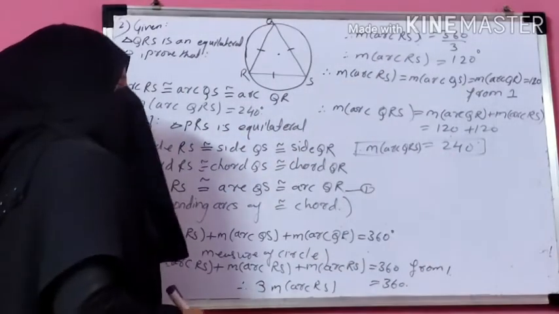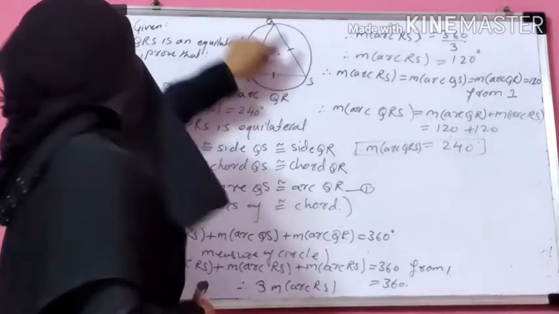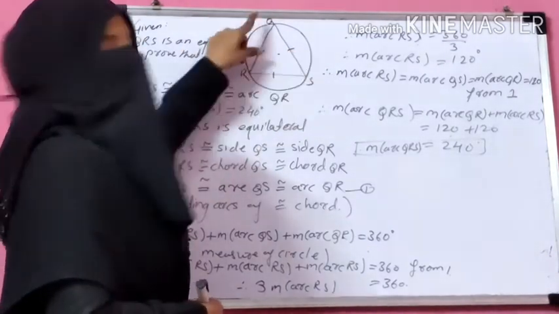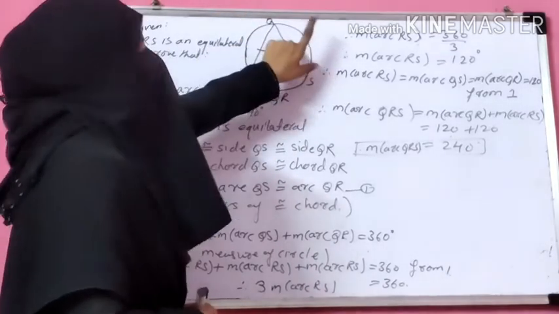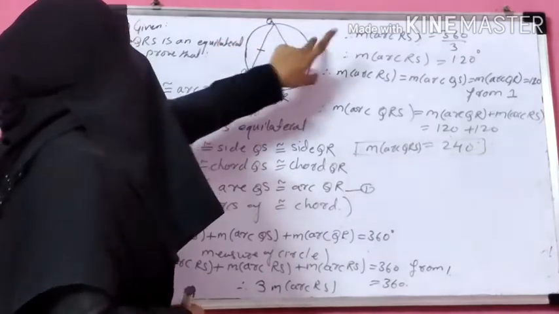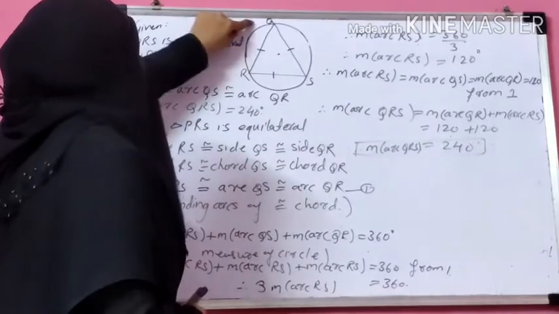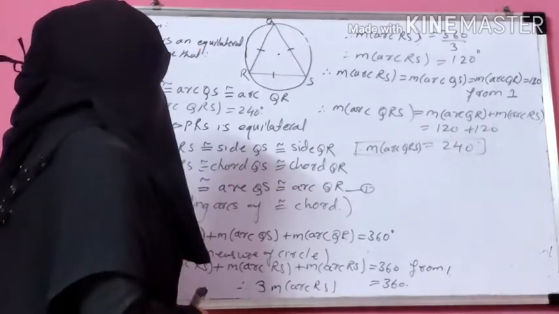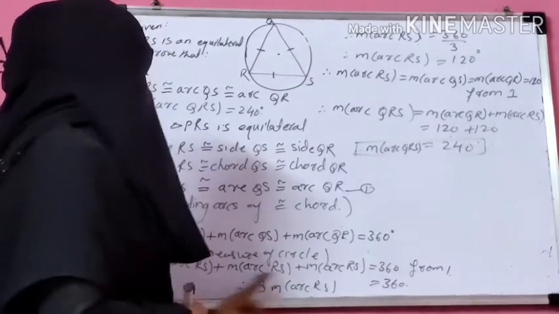So let's see here one more time. This is an equilateral triangle. So all these three sides are equal. Sides of a triangle is nothing but a chord for a circle. So therefore all these three chords of a circle are equal. If chords are equal, then corresponding arcs are also equal. Got it? And the measure of all these three arcs together is nothing but a complete circle. So it's equal to 360.